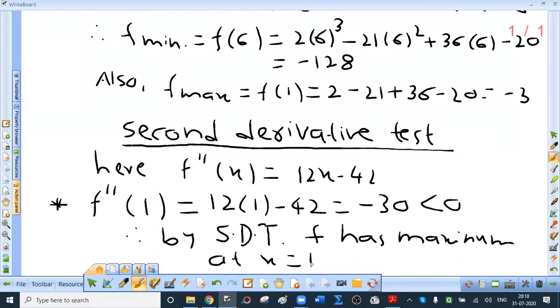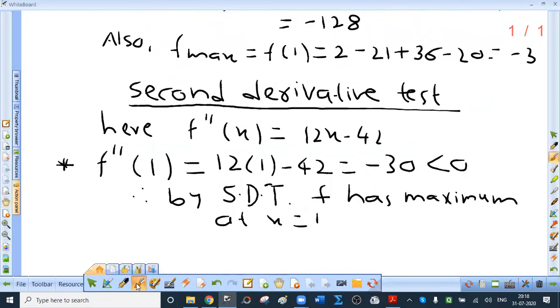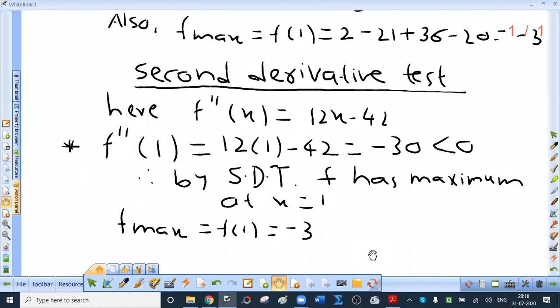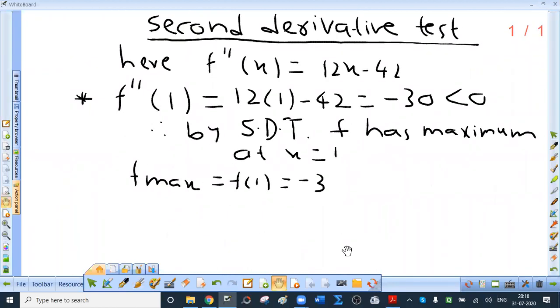Of course, you have to find maximum value of the function. Find out that function has maximum at x equal to 1. So f max is nothing but f of 1. We have already obtained that, so I will write it directly. So what is f max? It is minus 3. Now consider other point.